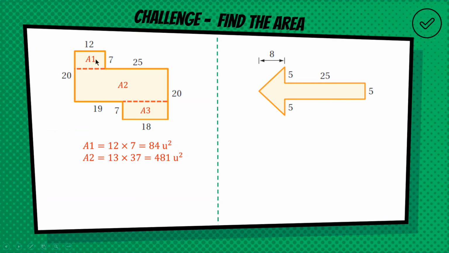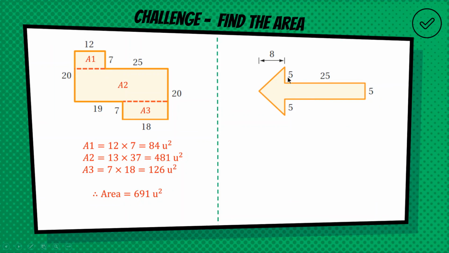Again, because we don't know whether this is centimeters or meters, because it doesn't say, I'm just going to write u squared, which stands for units squared. Okay, we don't know what the unit is, but it's something. And for the last one down the bottom, A3, we just need to do 7 multiplied by 18. Gets us an answer of 126 square units. And now to find the total area, we just add these 3 bad boys together, and we get our final answer of 691 square units. Okay. So moral of the story, if it looks scary, just cut it up and take it piece by piece.